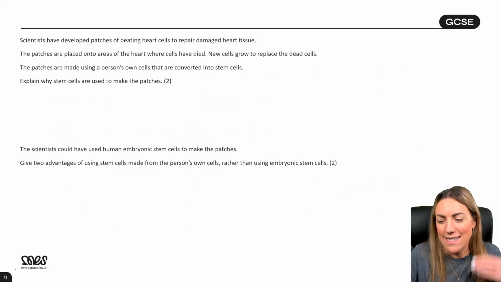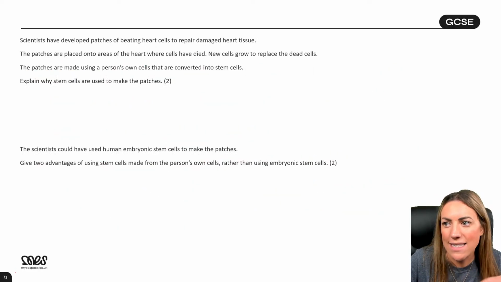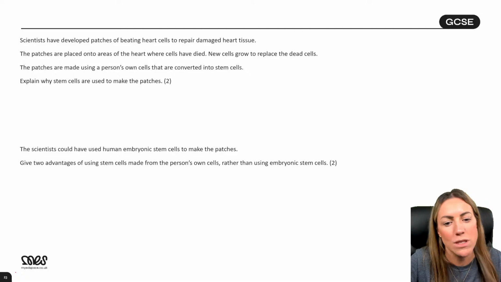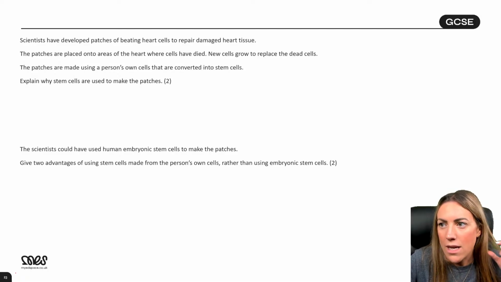Right. Let's do some more questions then. So scientists have developed patches. This was a follow-up question, still about heart attacks. They've developed patches of beating heart cells to repair damaged heart tissue after you've had a heart attack. The patches are placed onto areas of the heart where the cells have died, and new cells grow to replace the dead cells.